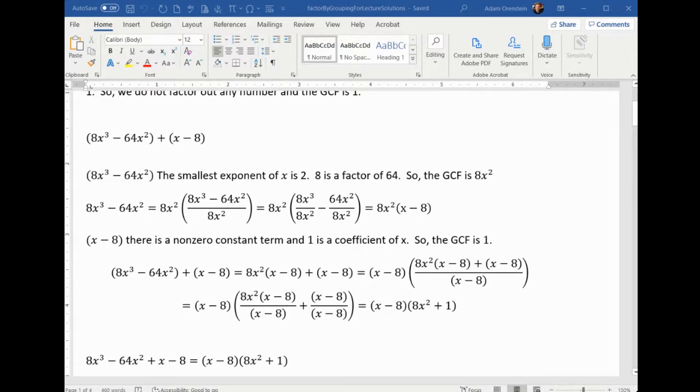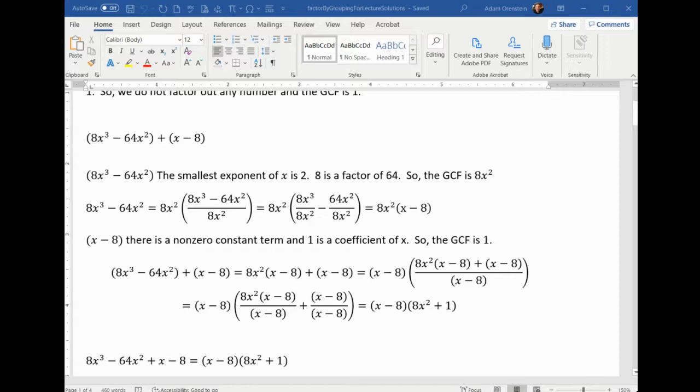Well, the smallest exponent of x, right? That is 2. So basically your M would be 2. Now we have also for the coefficients 8 and 64. So 8 is a factor of 64. So that forces 8 to be the GCF. Basically, 8 is the greatest common factor among the coefficients. So 8x squared is the GCF. So for the next step, what I'm actually doing here is I'm factoring out 8x squared.